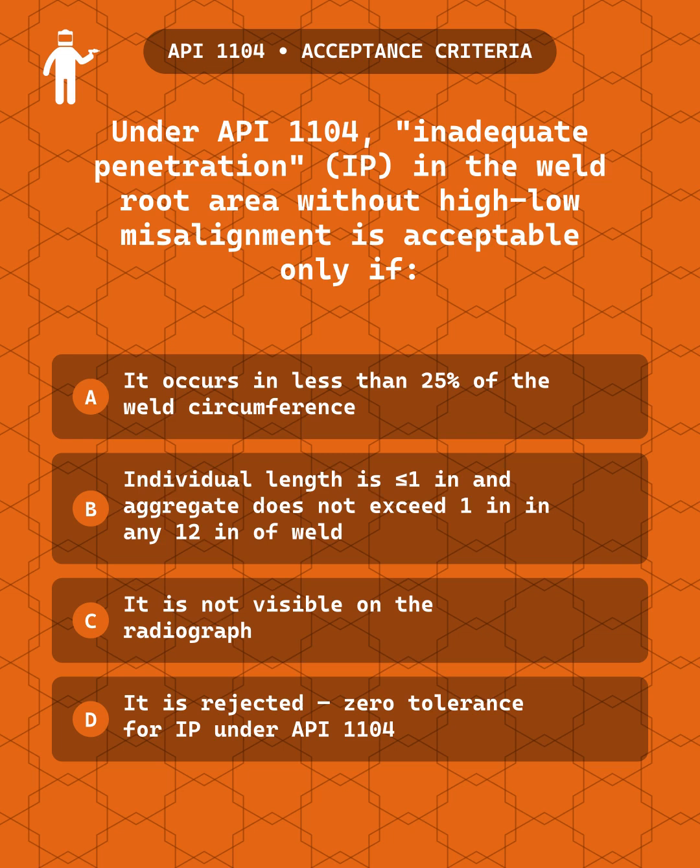Question 3. Under API 1104, inadequate penetration in the weld root without high-low misalignment is acceptable only if A, it occurs in less than 25% of the weld circumference, B, individual length is 1 inch or less, and aggregate doesn't exceed 1 inch in any 12 inches of weld, C, it's not visible on the radiograph, or D, it's rejected, 0 tolerance.